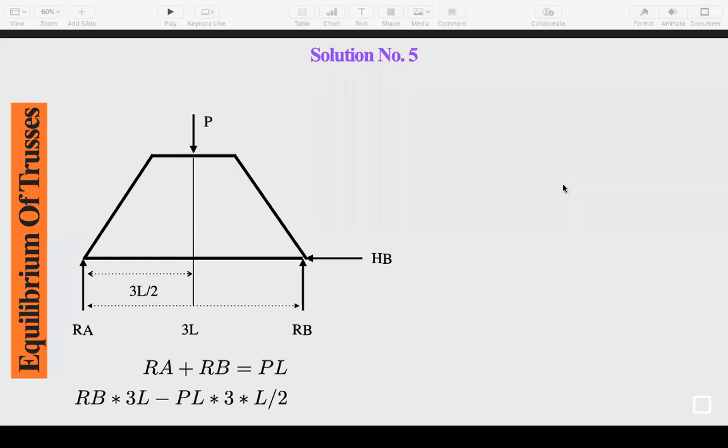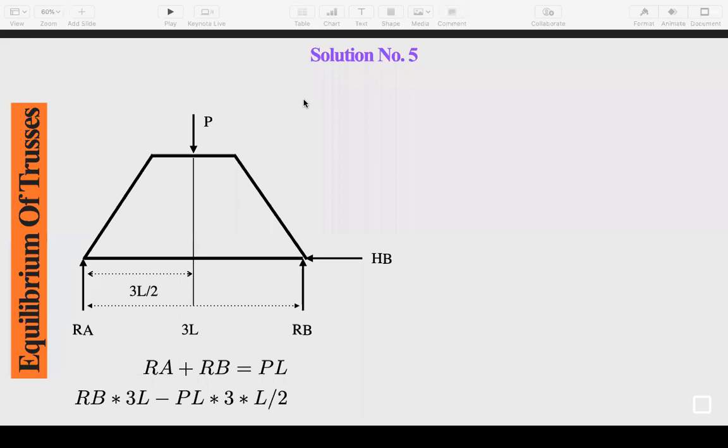How is it PL by 2? It will not be PL by 2. It is not a triangle. Remember this. Abhinav Gaikwad has written that it is PL by 2. The location will be at L by 2. From point A it will be 3L by 2. If it is a triangle, one-third base into height, then I can say it is PL by 2. It is not a uniformly varying load. It is a uniformly distributed load. So the total load will be PL.